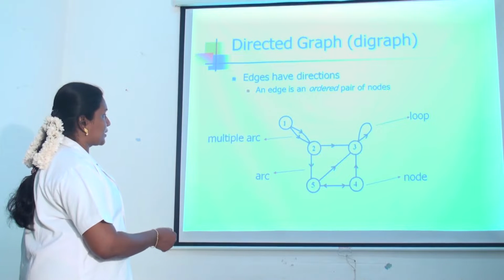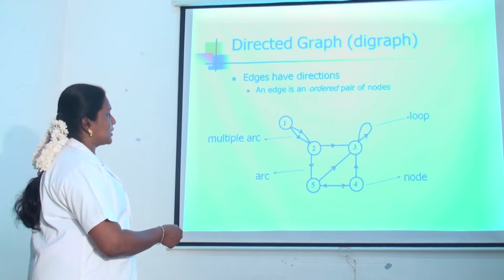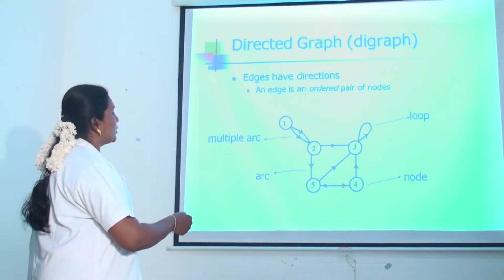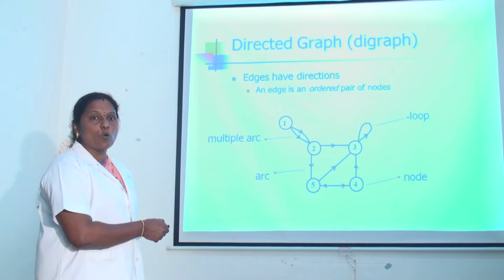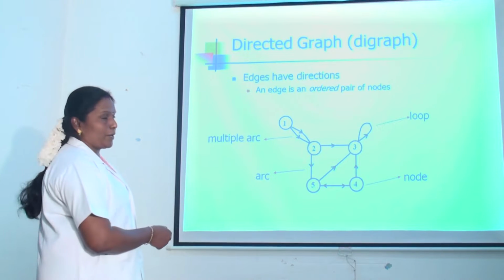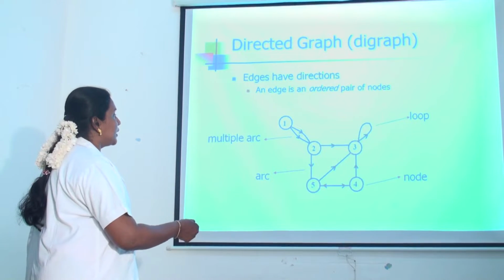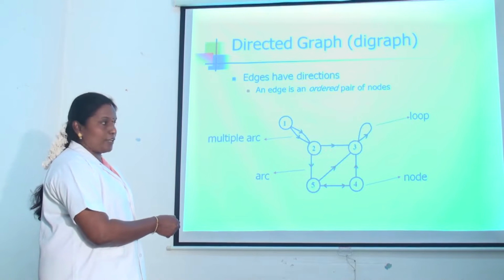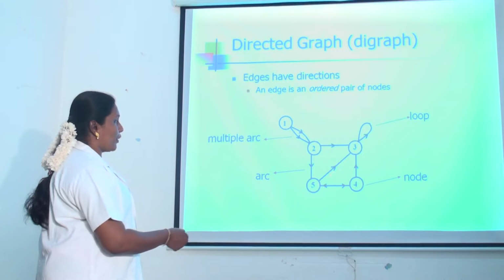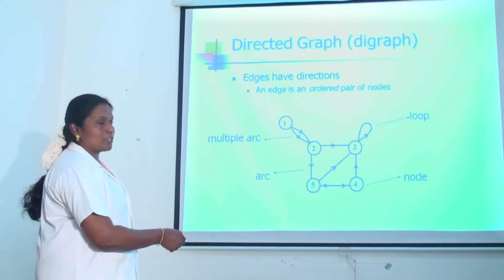1 to 2 is a direction. Again, 1 to 2 is a direction. There is a 2 to 1? No, there is no direction, there is no edge from 2 to 1. Here also the same process: 3 to 2 there is no edge, 3 to 5 there is no edge, 3 to 4 there is no edge.